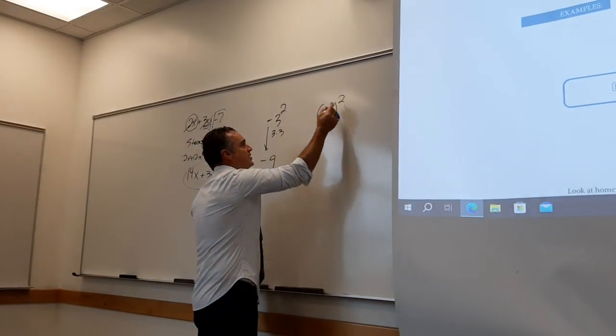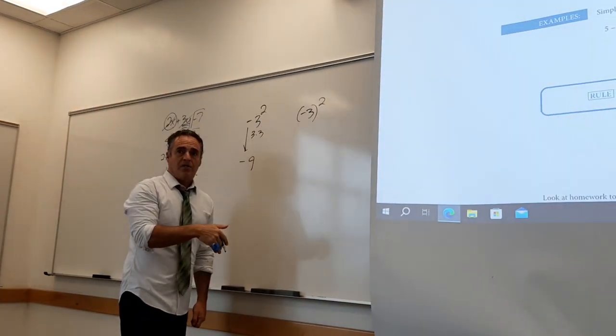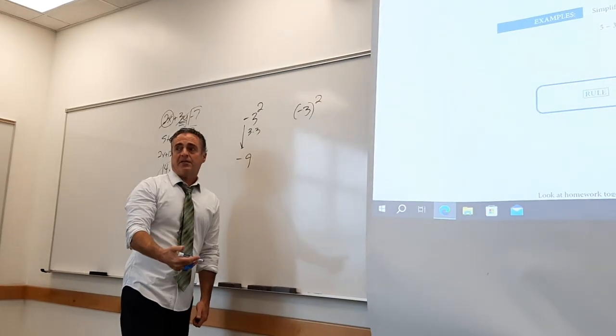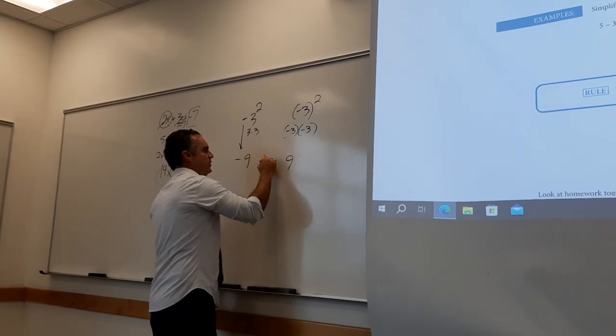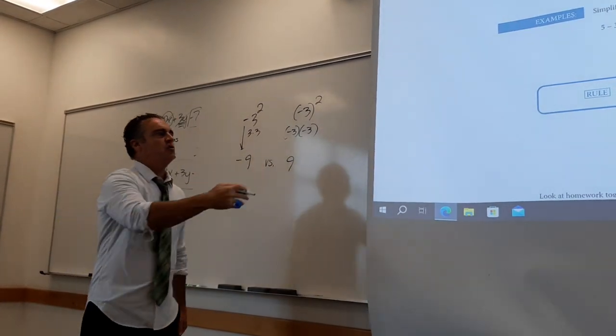But this one, what's the exponent touching? Negative 3 in parentheses, which means everything in the parentheses gets affected by it. So this is negative 3 times negative 3, which makes positive 9. Okay? Big difference here. So we do the problem underneath it.